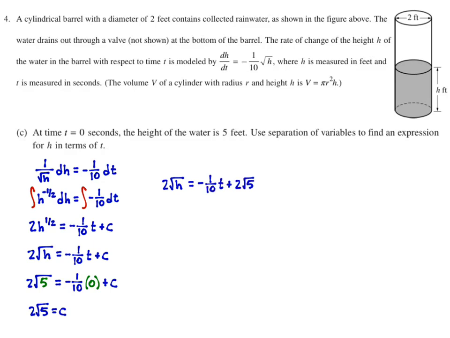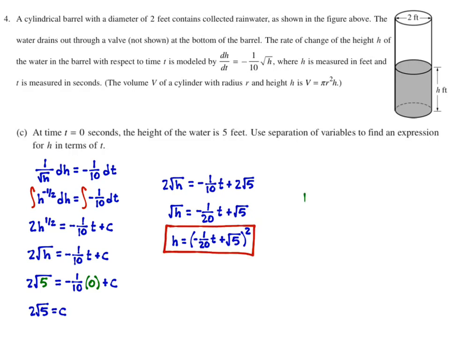And then from here I have to solve for h. So I'm going to divide by 2 on both sides. So I end up with rad h equals negative 1 over 20 t plus rad 5. And then I'm going to square both sides. So we end up with h equals negative 1 over 20 t plus rad 5 all squared.